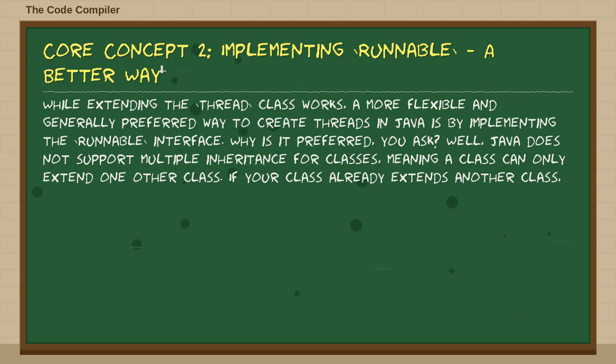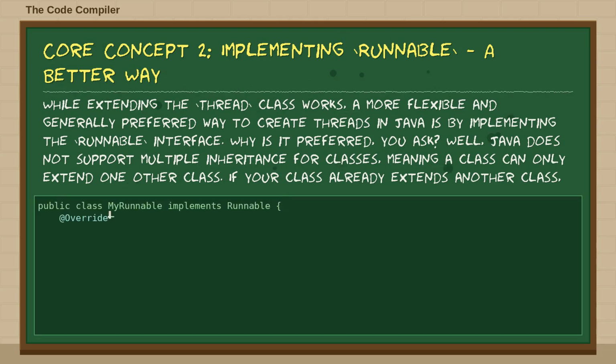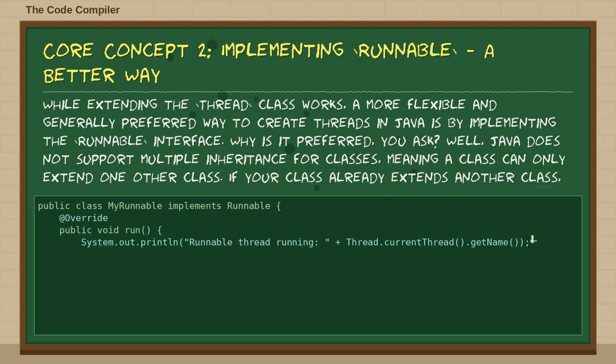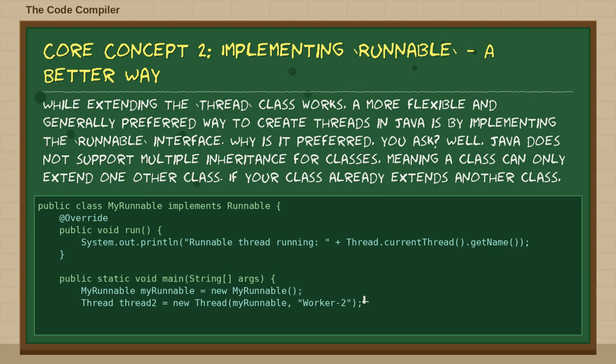You implement the run method in your class, just like before. Then, you create an instance of your Runnable class, pass it to a Thread constructor, and finally, call start on that Thread object. This approach promotes better code organization and reusability. It is a very important concept to grasp for efficient multithreaded programming.